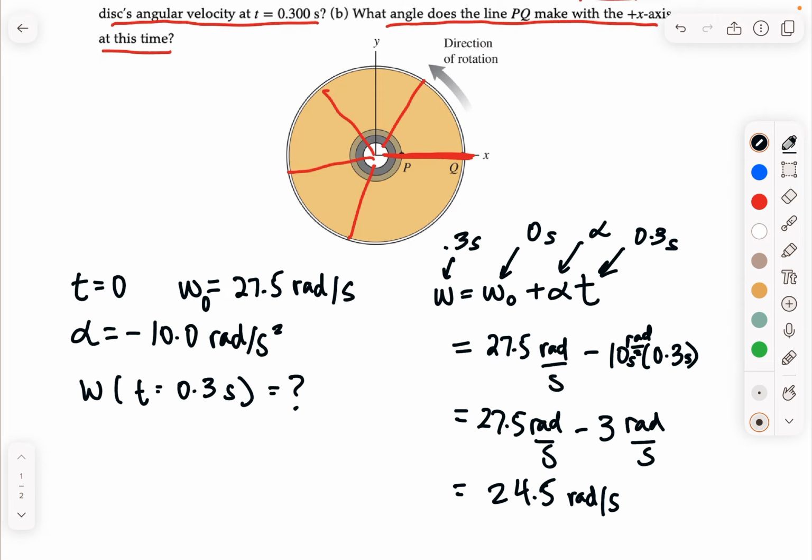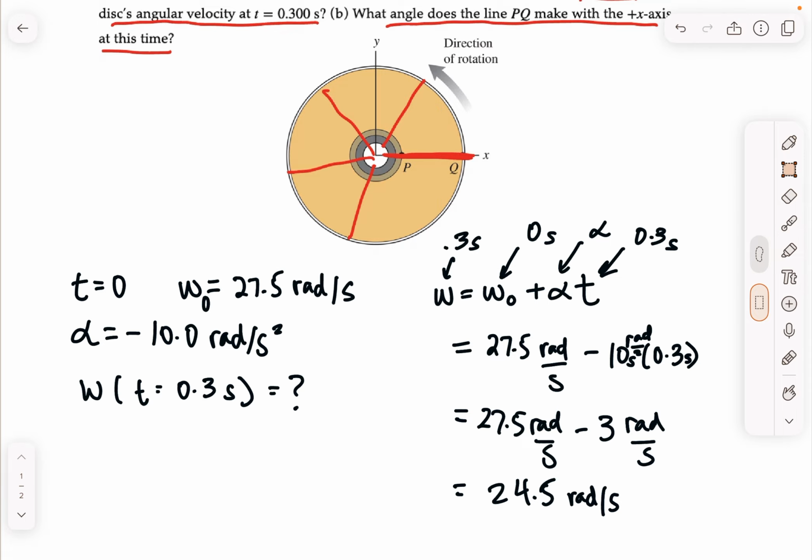Okay. So now the question is, what angle does the line PQ make with the axis at this time? Okay. This one, part B, is probably like the most difficult to visualize. Like you're reading that and you're like, okay, I want to know an angle, but can you imagine where this angle is on this picture? Are you able to visualize it? That's what I want to make sure.